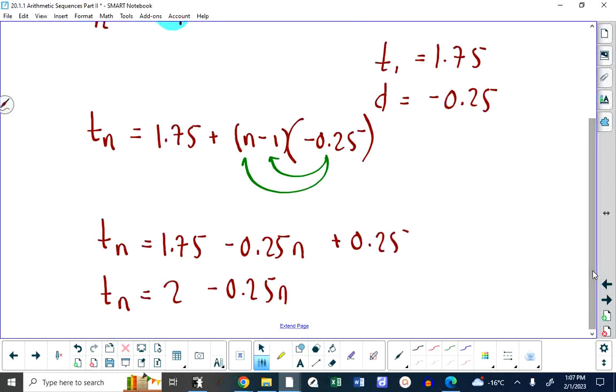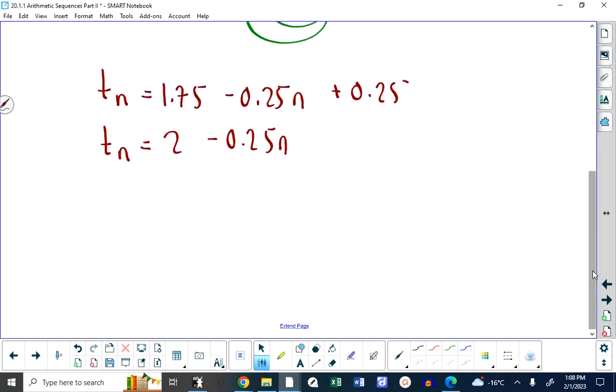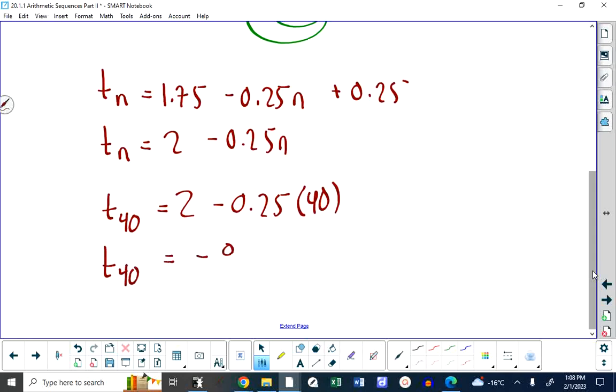We do want to find the 40th term though, right? And listen, as much as the table thing is kind of interesting, to find the 40th term, it's just as easy to take 2 minus 0.25 times 40, right? You don't need to create a table. T40. I believe this is going to give me negative 8, but I would appreciate some confirmation. Okay, good. So that's one use for the general term.